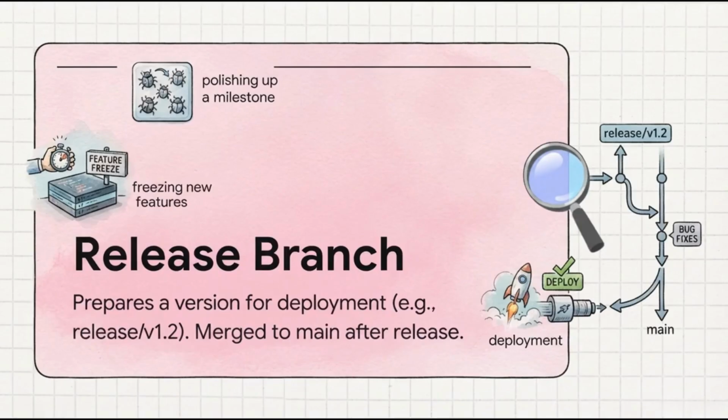Third on the list is the release branch. The purpose here is preparing and stabilizing a specific version of your software for deployment. An example you'd see is release/v1.2. A team reaches for this branch when they're freezing new features and solely focusing on polishing up a specific milestone. At the end of its life, once that specific version successfully goes live, it's merged back into main just to ensure any final last-minute bug fixes actually make it back to the stable codebase.